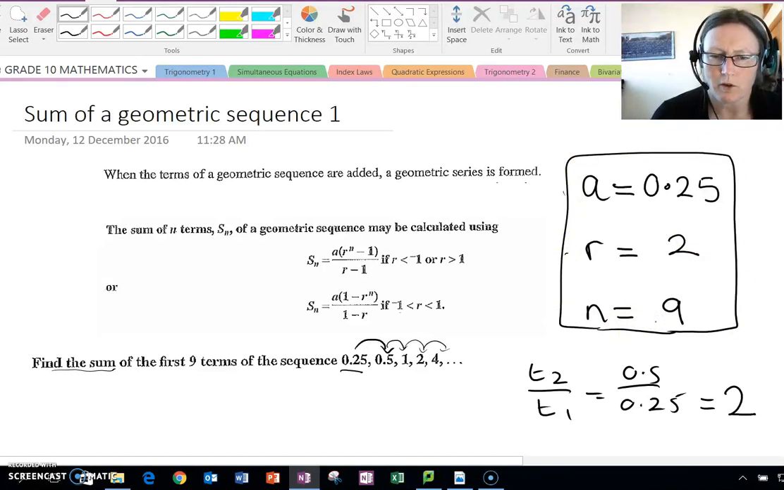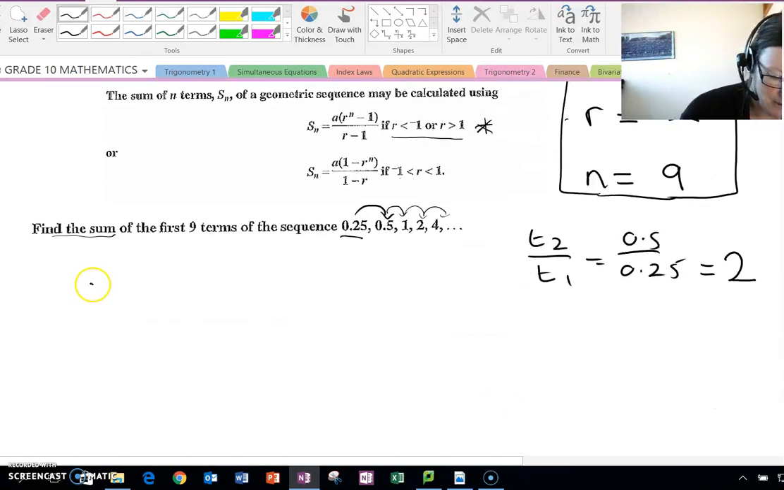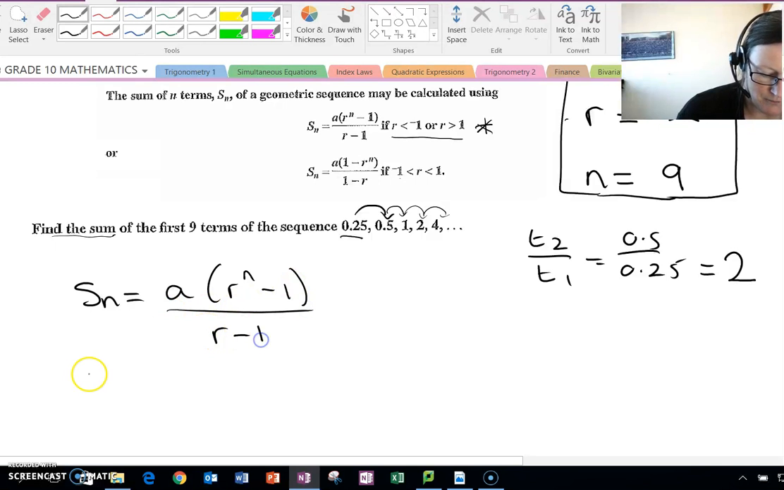Which formula are we going to use? Well, let's look here. We use this formula if r is less than -1 or if r is greater than 1. Our common ratio is 2. 2 is greater than 1, so this is the formula that we use. Let's write the formula down. Sn is equal to a(r to the power of n subtract 1) over r subtract 1.